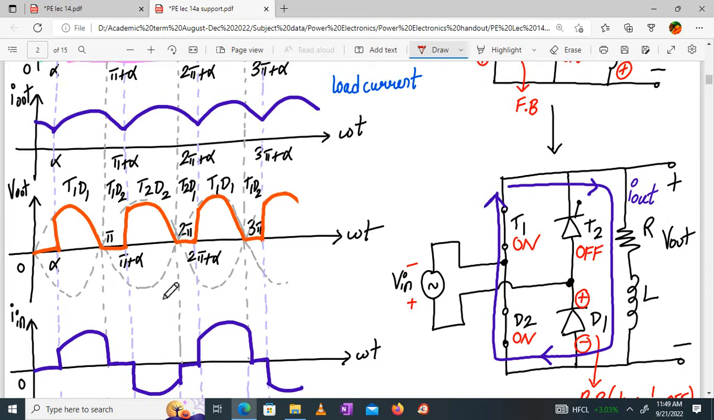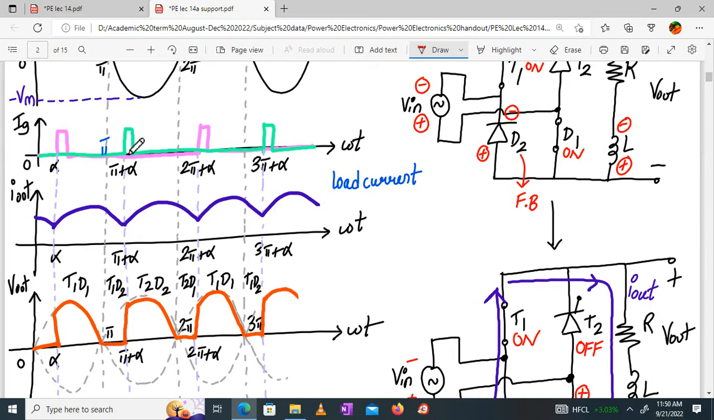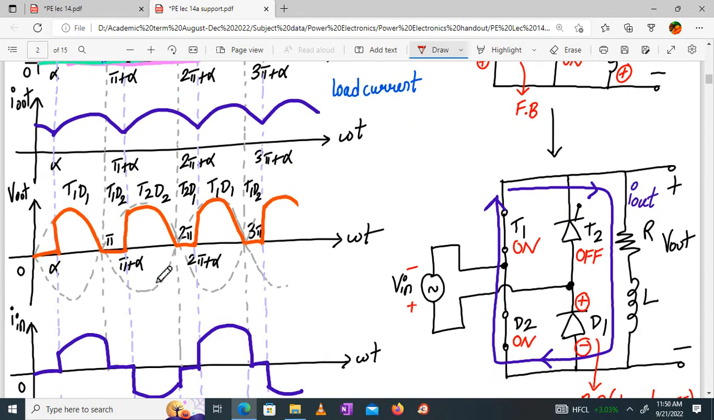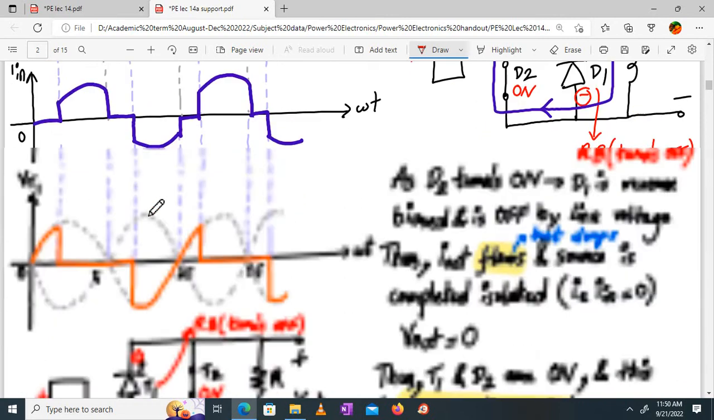Same story will repeat, but now T2 and D2 are eligible to conduct. And they will conduct because the pulse has come here. This is actually IG2, and this is IG1. Now you will say, in the negative half cycle, your SCR T2 is eligible to conduct, but it is not conducting, it is in forward blocking mode. After pi plus alpha, it starts conducting. So T2 will start conducting, and D2 is already conducting because of the negative half cycle. D2 is already conducting, right? So this will be the picture.